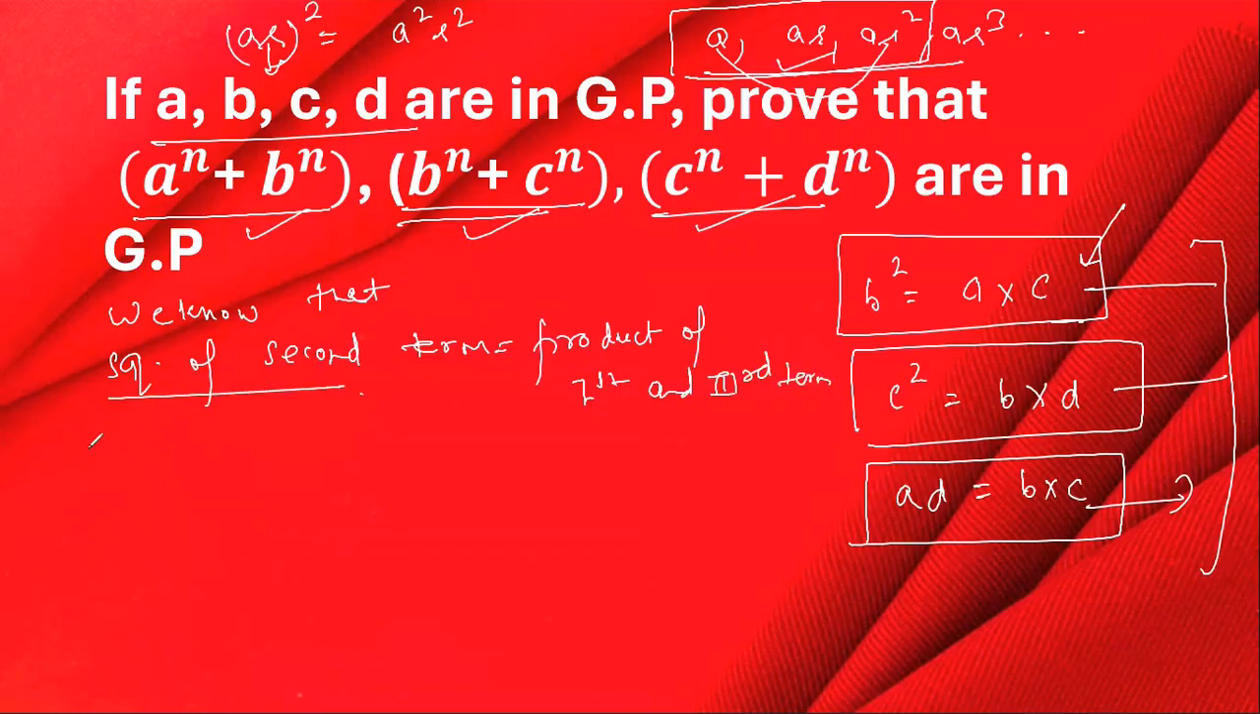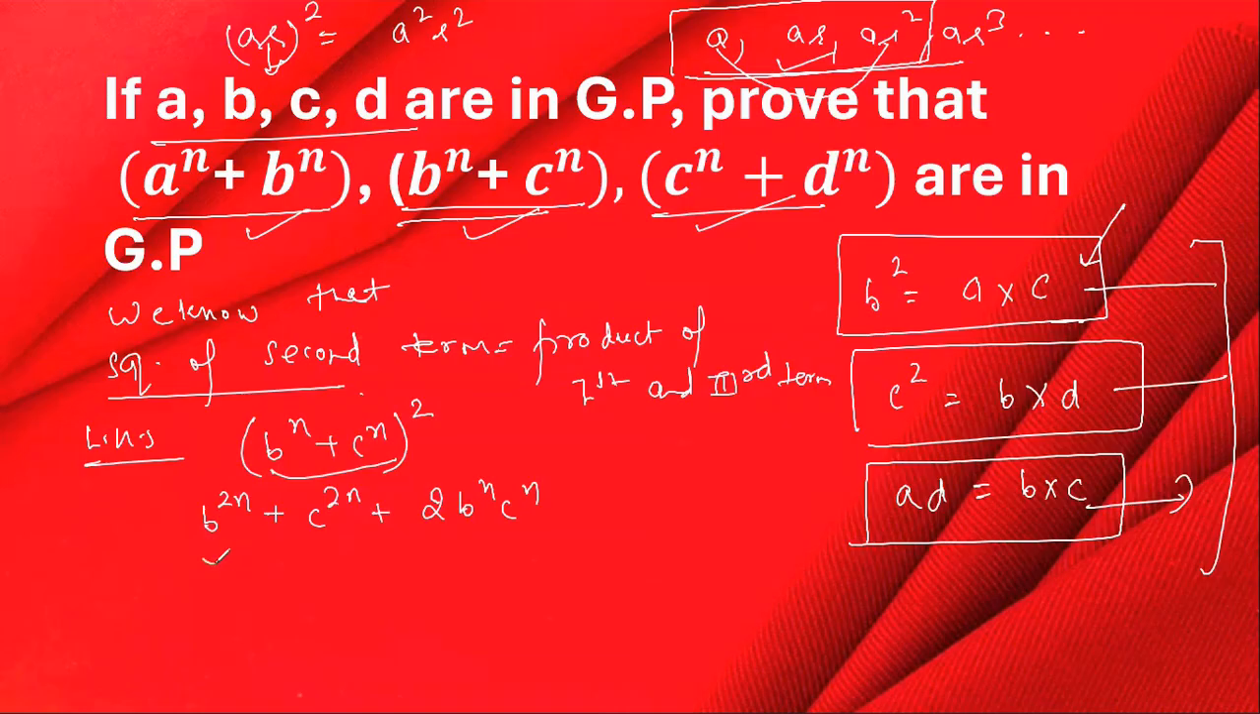Okay, so we take LHS. LHS is B to the power n plus C to the power n, whole square. If I open the whole square, we have the identity a plus b whole square equals a square plus b square plus 2ab. So I am taking B square inside the bracket and n outside, same thing with C square, and I am breaking the middle term as B raised to the power n, C raised to the power n plus B raised to the power n, C raised to the power n.